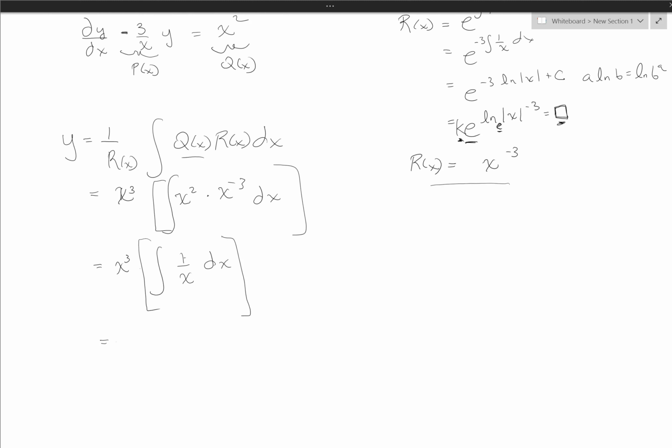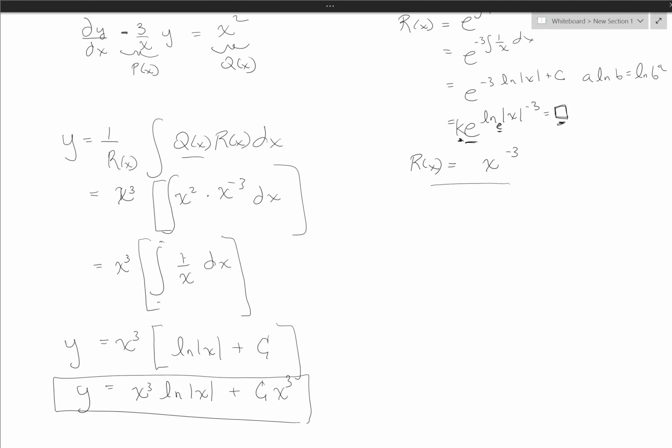Well, it's ln x, so we have x to the 3. Here we have ln magnitude of x plus, it's an indefinite integral, so plus some constant. Now we have to consider this constant because we're not dividing both sides by anything. So what I have is y is x to the 3 times ln x plus c. Or another way of putting it would be x to the 3 ln x plus c x to the 3. Okay, so this is a solution to this differential equation.